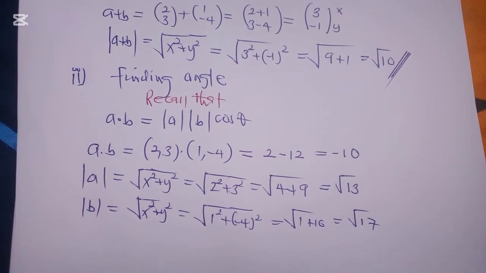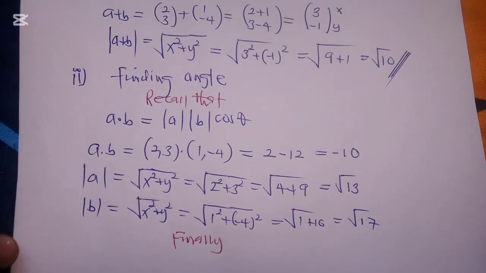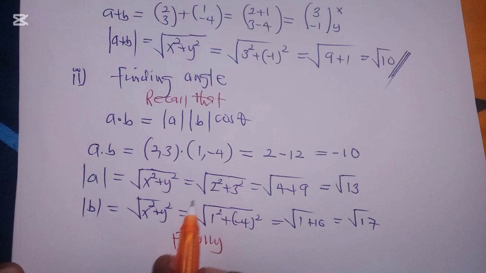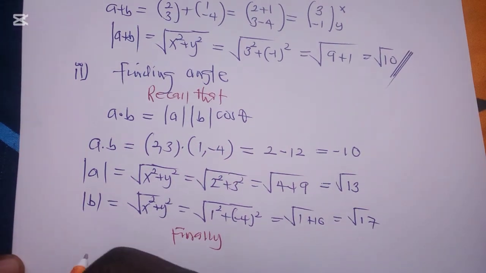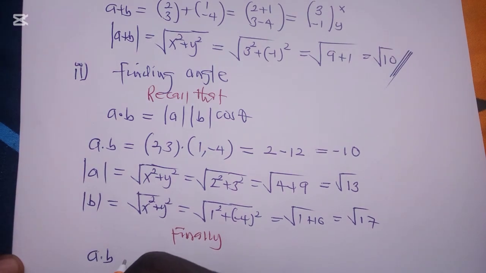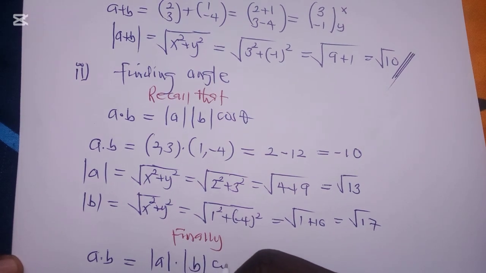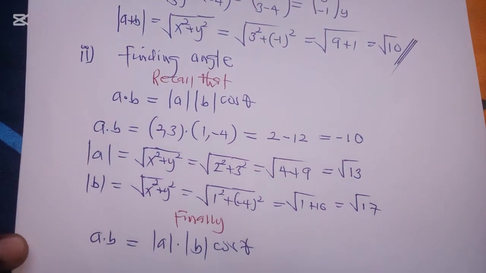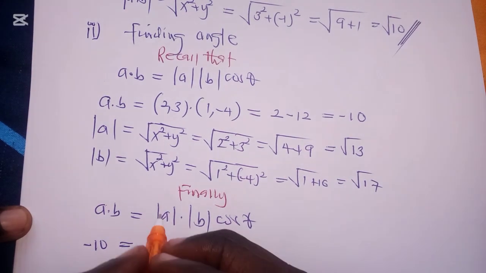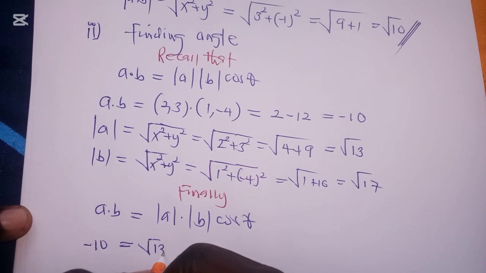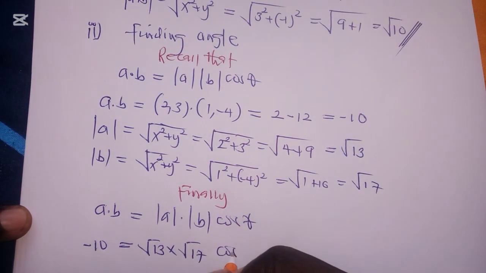Finally, we just need to substitute what we have into this formula for us to get this angle. Remember, the dot product of A and B is equal to the magnitude of A multiplied by the magnitude of B times cos theta. Now everything is given. This is given as -10. This is equal to root 13, multiplied by root 17, then multiplied by cos theta.